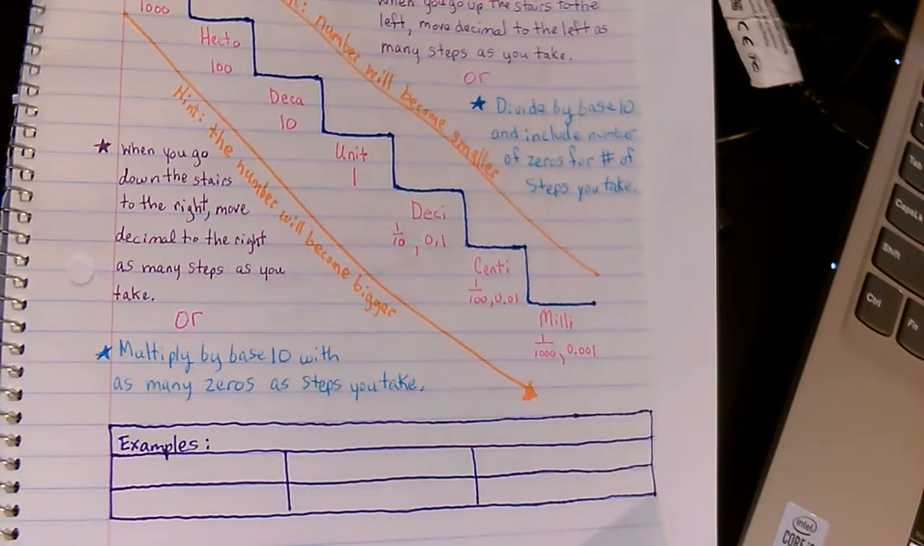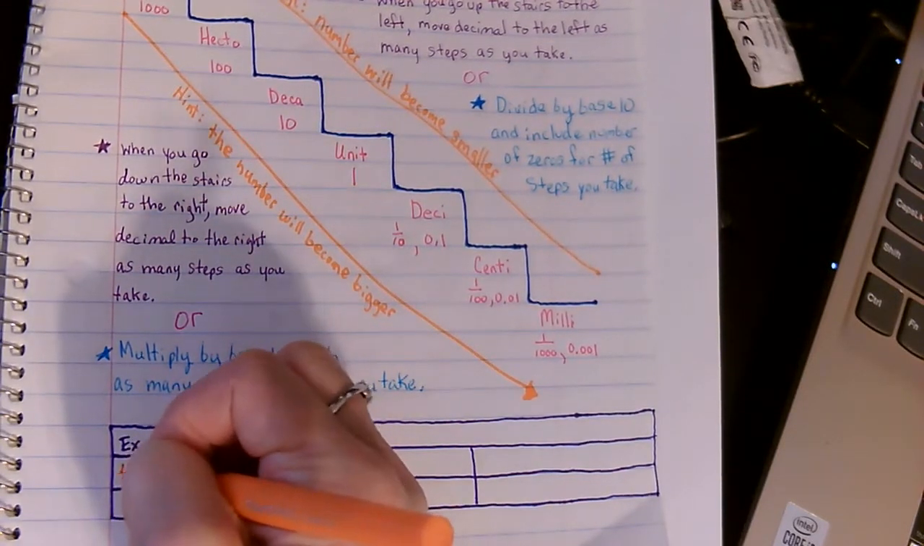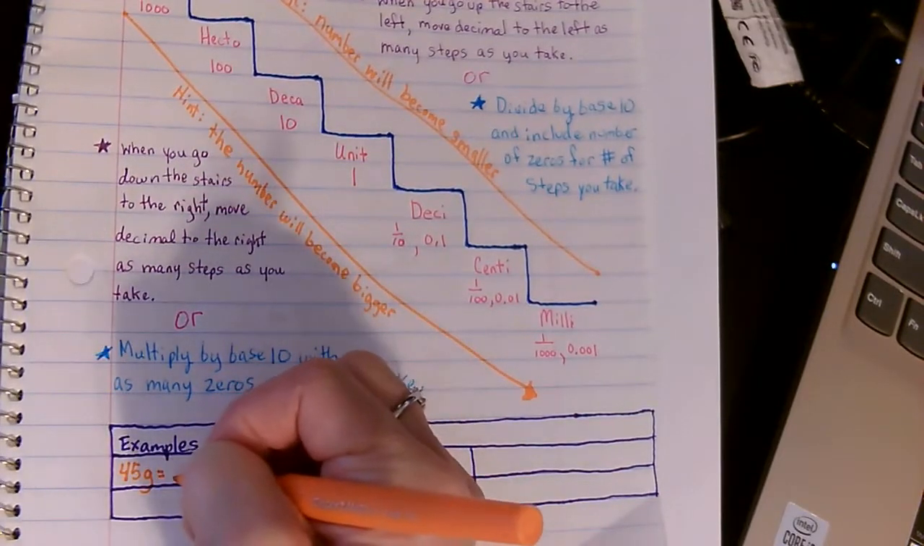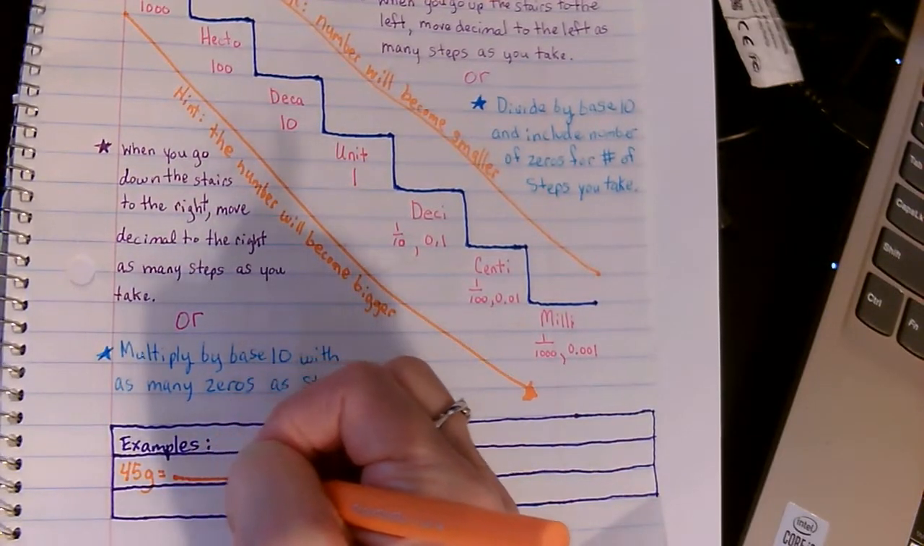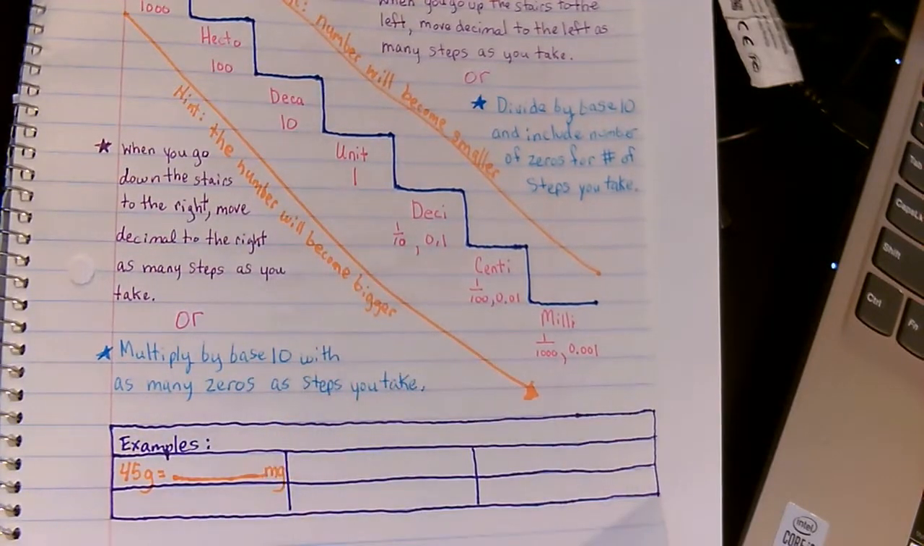Alright, let's start with the first example. We're going to write 45 g for grams equals, just draw a little line here. We'll come back and do the conversions in a moment. And we'll put mg at the end. Okay?